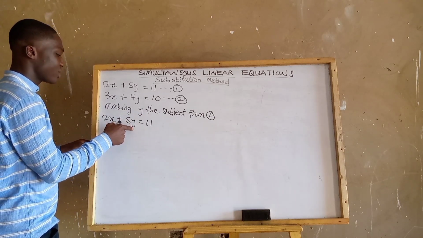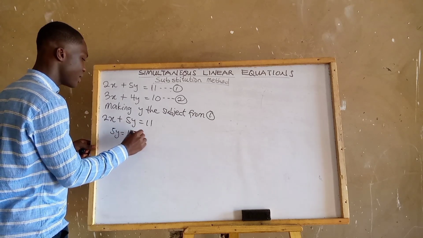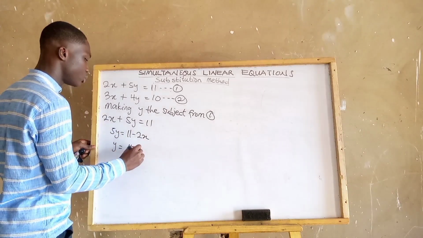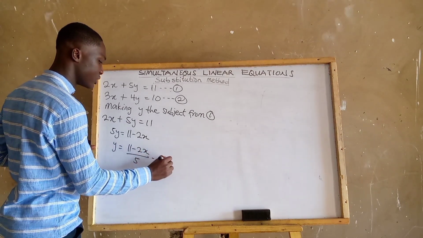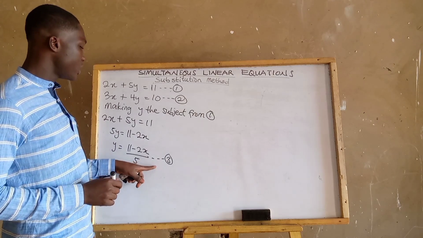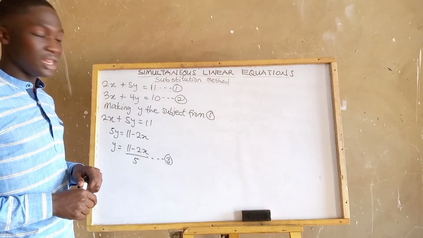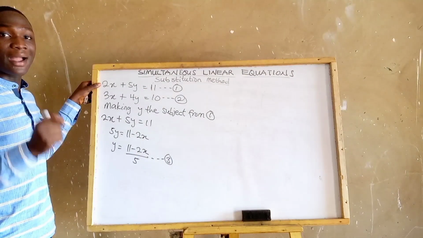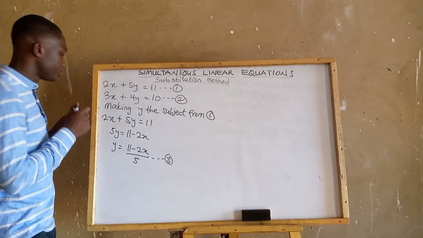So equation 1, we have 2x plus 5y is equal to 11. So making y the subject, you have 5y is equal to 11 minus 2x, and then y is equal to 11 minus 2x over 5. Let's call this equation 3. So we will put equation 3 into equation 2, because we made y the subject from equation 1. So you can't put it back into equation 1, but you can put it into equation 2.